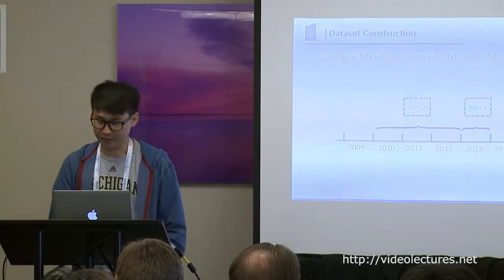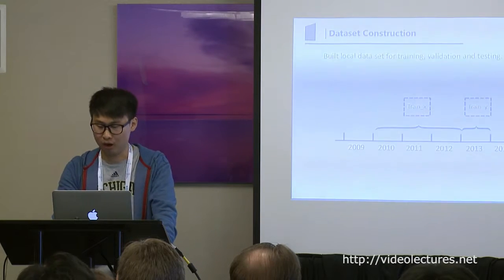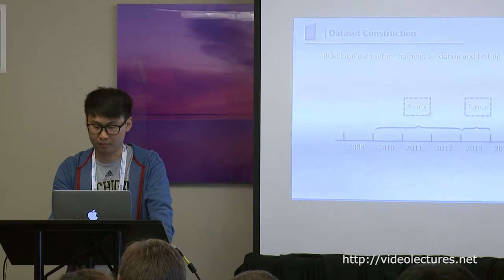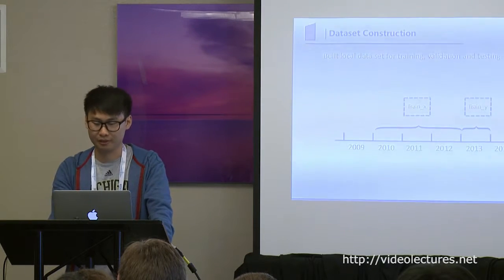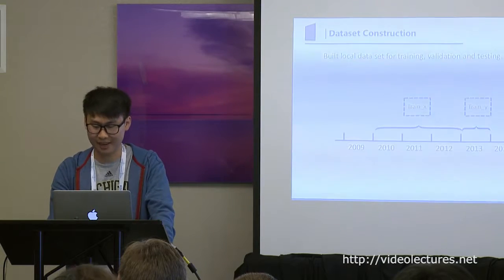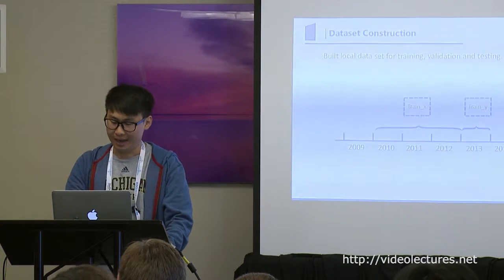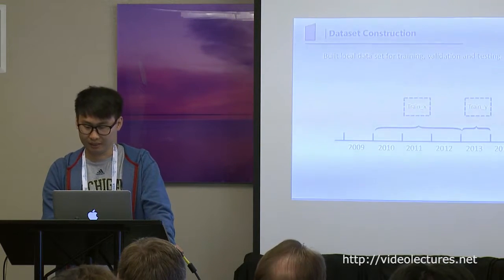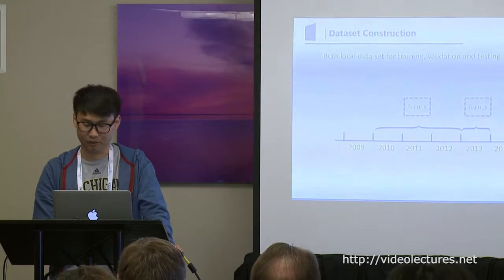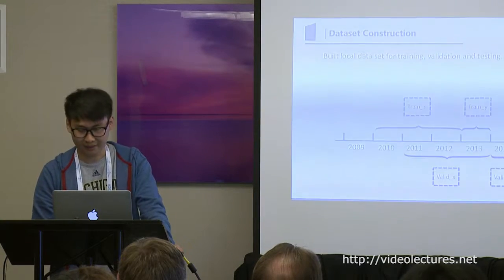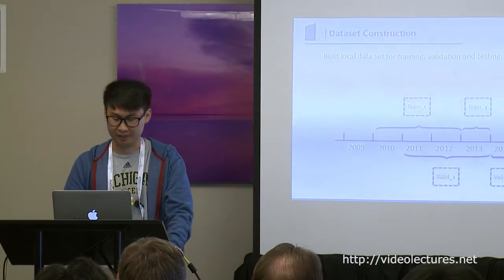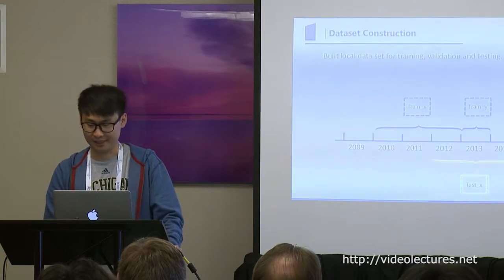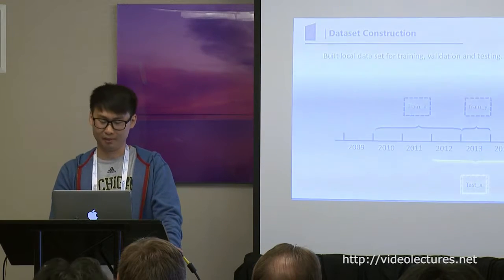Okay, considering this is a forecasting problem, for the construction of local training data, they use the data from 2010 to 2012 to extract features as the training feature X, and the number of accepted papers in 2013 as the training target Y. And they also did the same thing to construct the validation set, and the test dataset was constructed in a similar way.